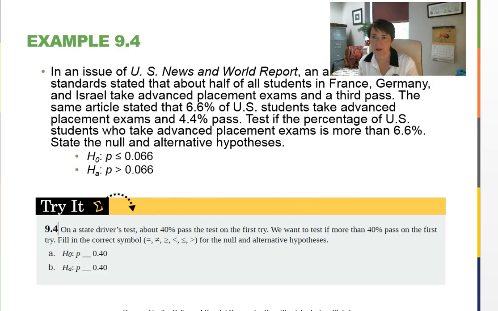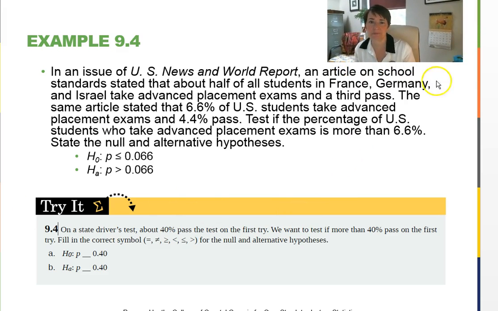Here's another one. Move my head up a little bit. In a report, an article on school standards stated that half of all students in France, Germany, and Israel take advanced placement exams and a third pass. The same article stated that 6.6% of U.S. students take advanced placement tests and 4.4% pass. Test if the percentage of U.S. students who take advanced placement exams is more than 6.6%. State the null and alternative hypothesis.